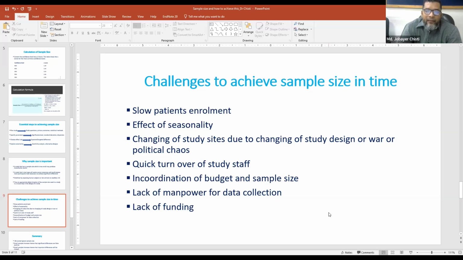And if we miscalculate the manpower needed to attain the sample size, that might also hamper the study in future. And certainly the adequacy of the funding is one of the most important drivers to have the sample size in time.